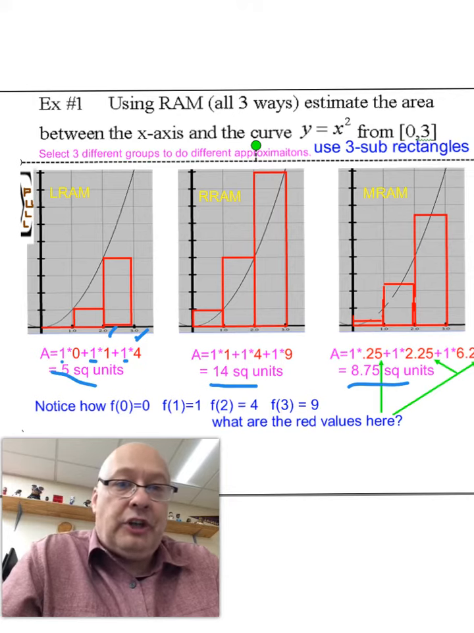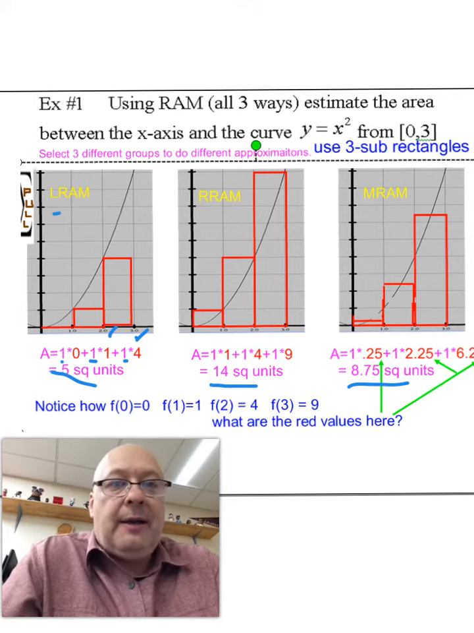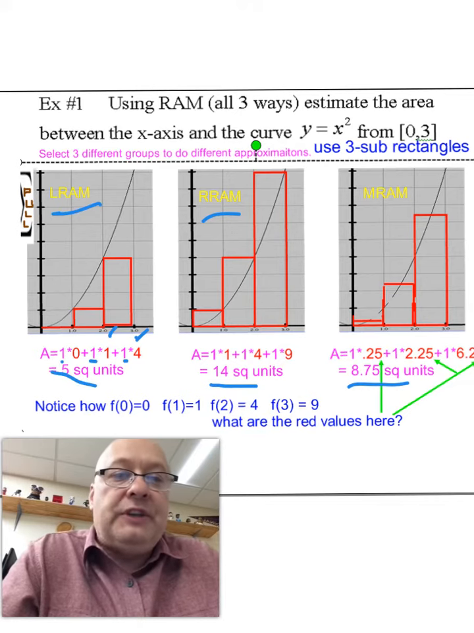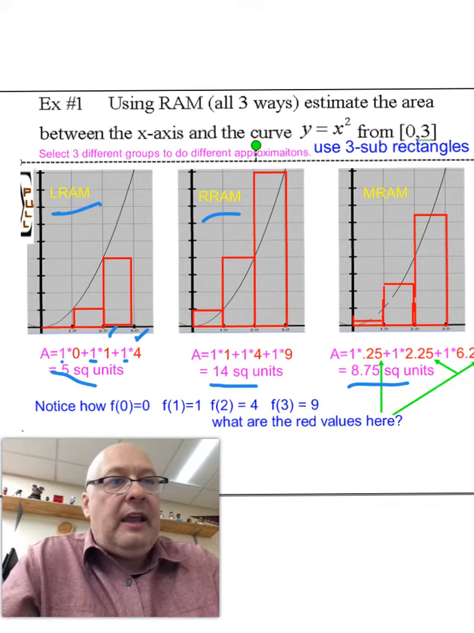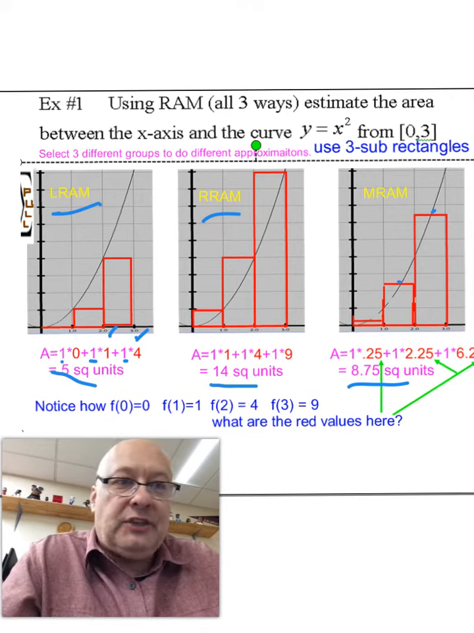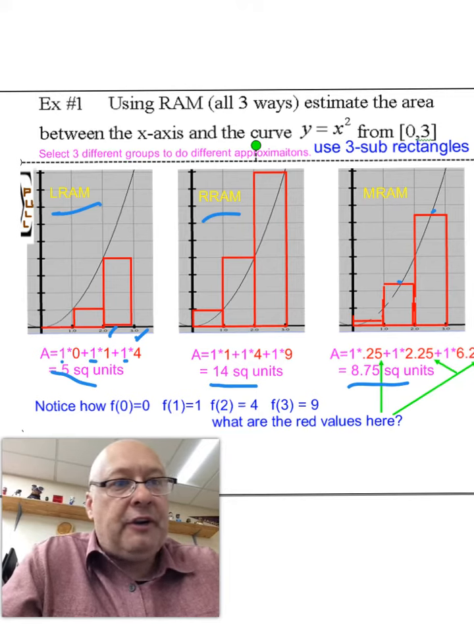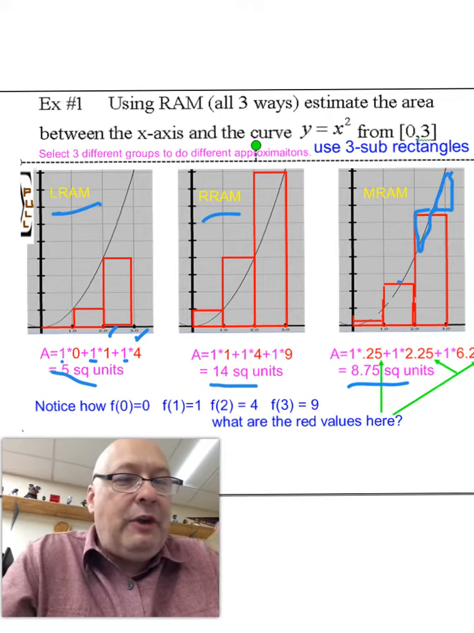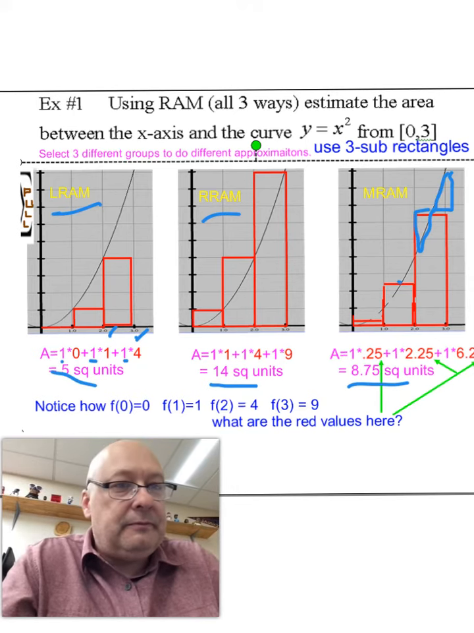The thing I do want you to notice is that LRAMs and RRAMs are very quick, very imprecise estimates. An MRAM is kind of quick too. It takes a little bit more calculations to figure out those halfway points, but it definitely is a better predictor because this missing part and this part that's over don't exactly cancel each other out, but it's close.